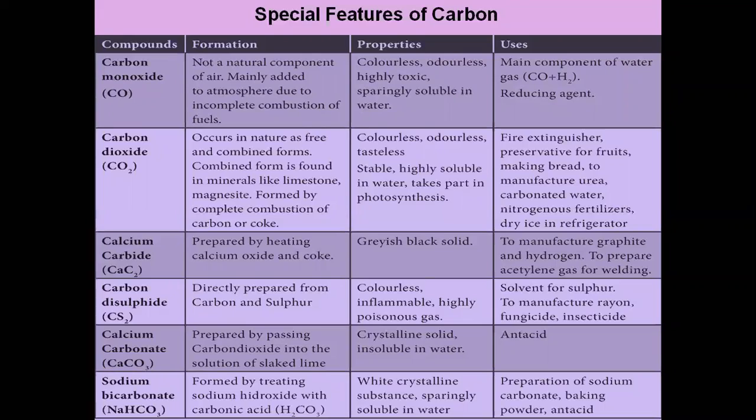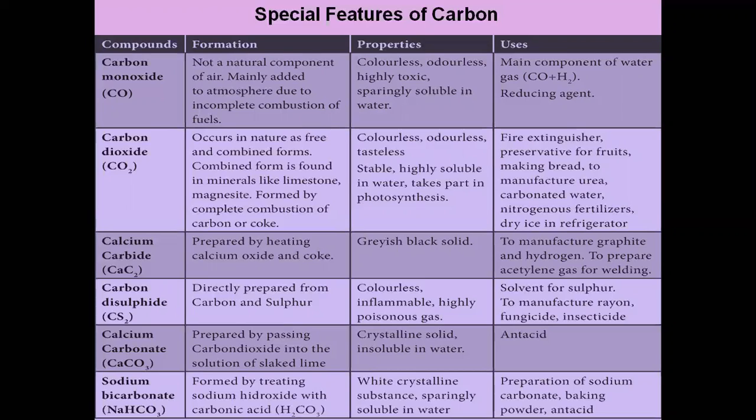Okay. Next one is calcium carbonate, CaCO3. Prepared by passing carbon dioxide into the solution of slaked lime. So it is prepared from carbon dioxide and a solution of slaked lime. Okay. So what are the properties of calcium carbonate? Crystalline solid, insoluble in water. So calcium carbonate is insoluble in water. What are the uses? Antacid. Okay, it is used as an antacid.